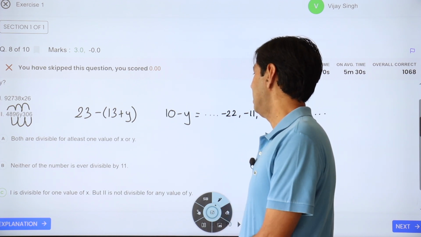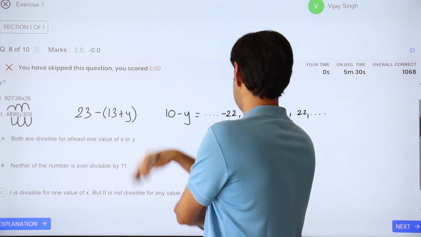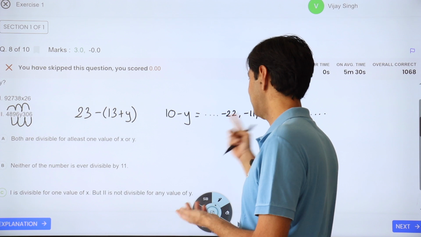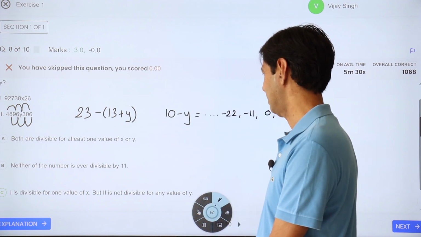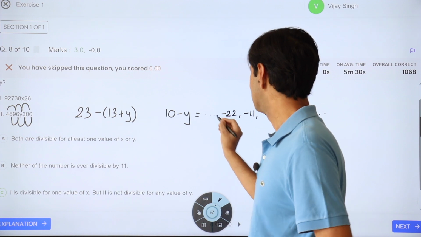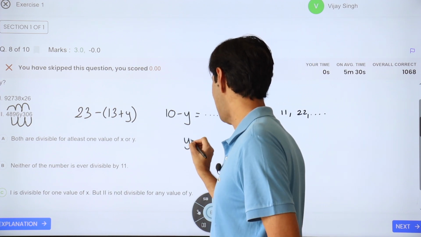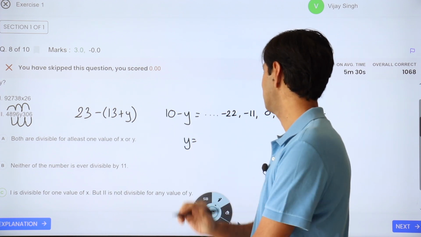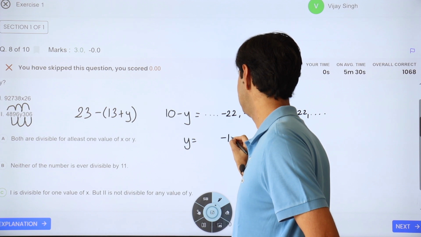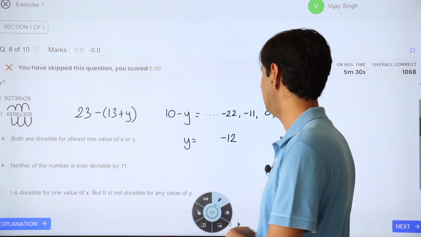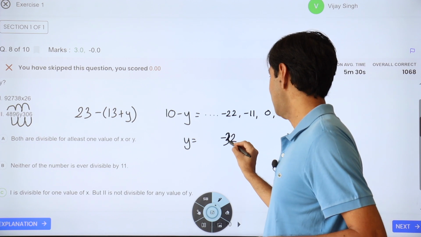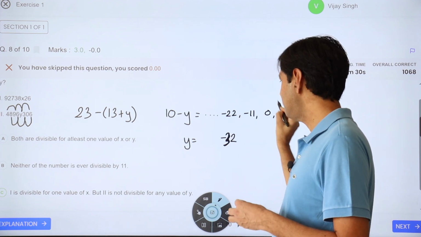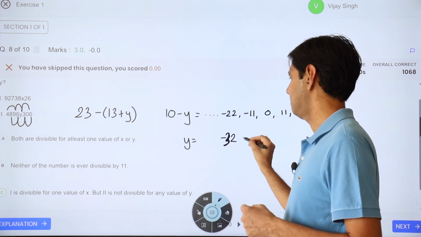So you could even interchange this, the negatives will change, or just find the value of y. Do it on your own method, students. So I'm just writing the value of y directly. If I want this number to be minus 22, y will be minus 12. Is it? No. Y will be minus 32.